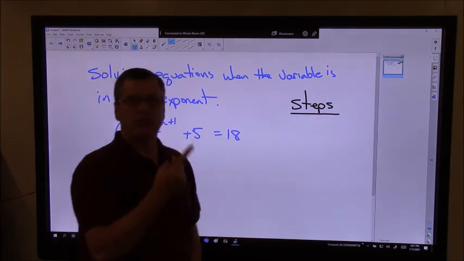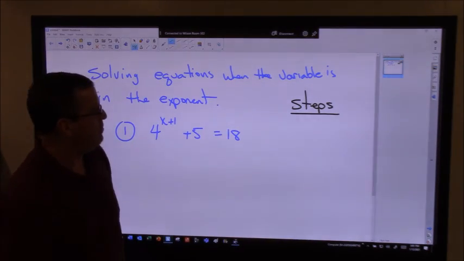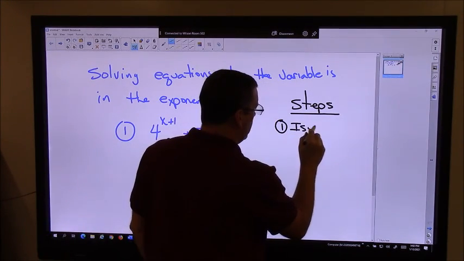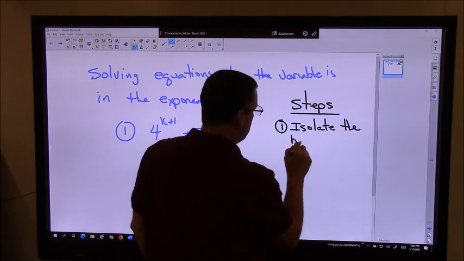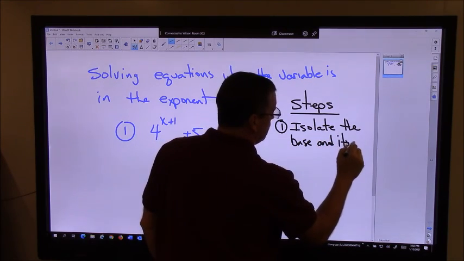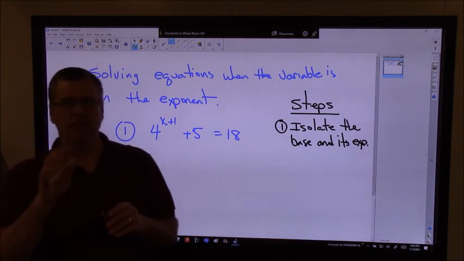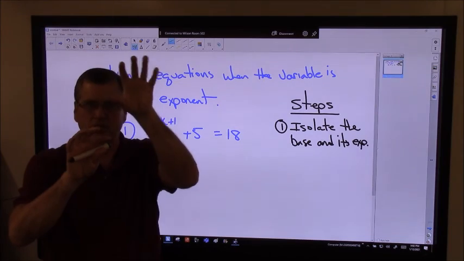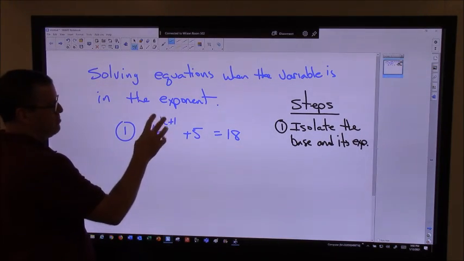Remember, I told you steps can go on your note card. So if you wanted to put these on there, that'd be fine. Step number one is you have to isolate the base and its exponent. Remember, when we write something like 2 to the third power, the 2 is the base, the 3 is the exponent. So what I need to do is get the base and the exponent by itself.